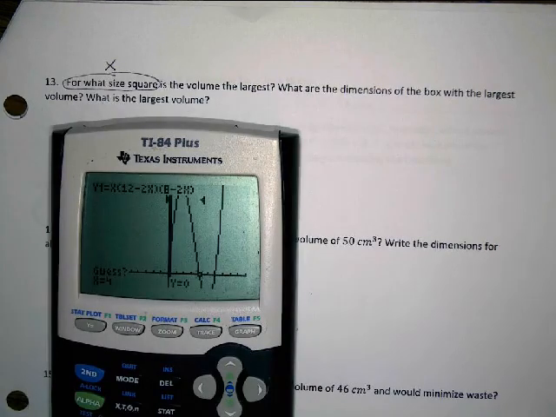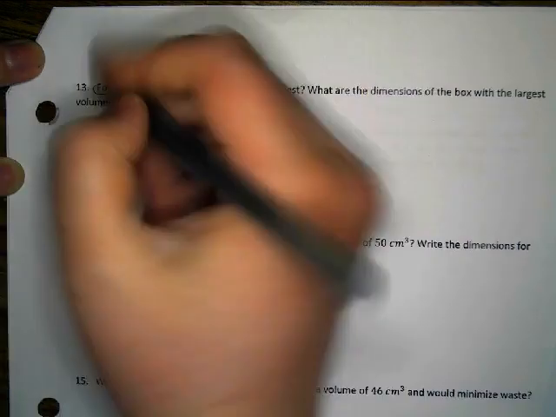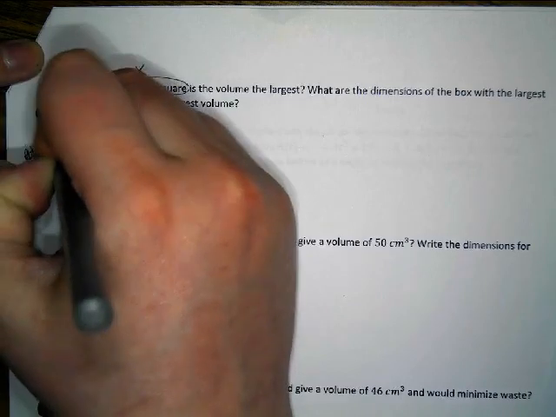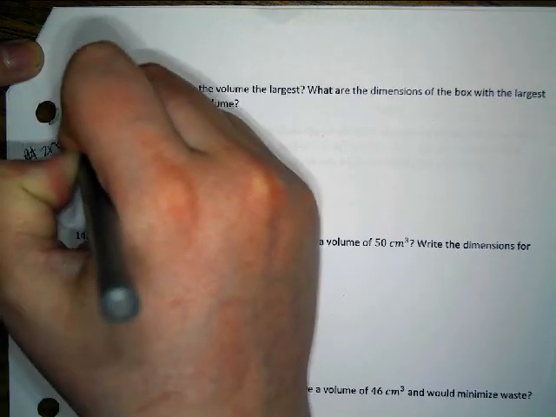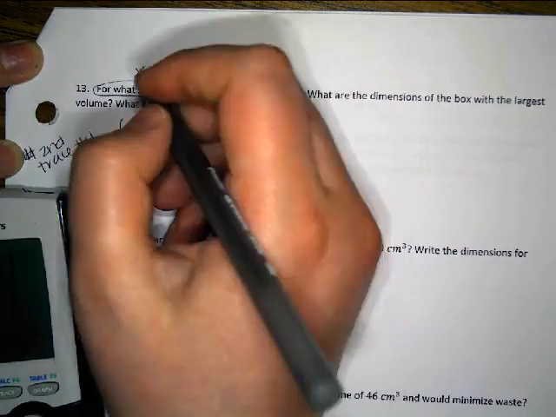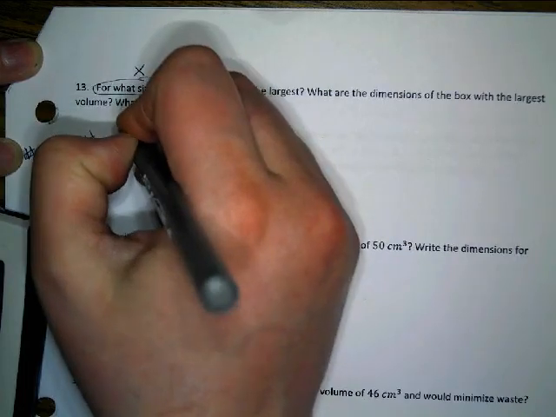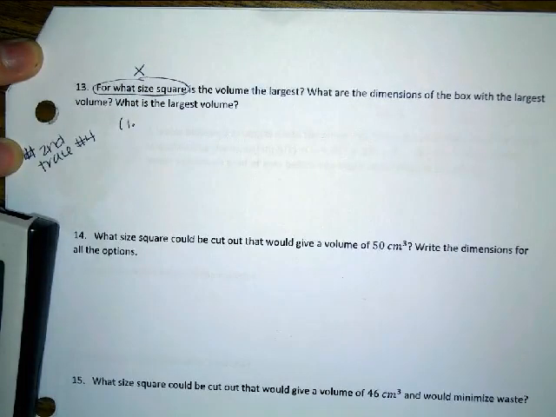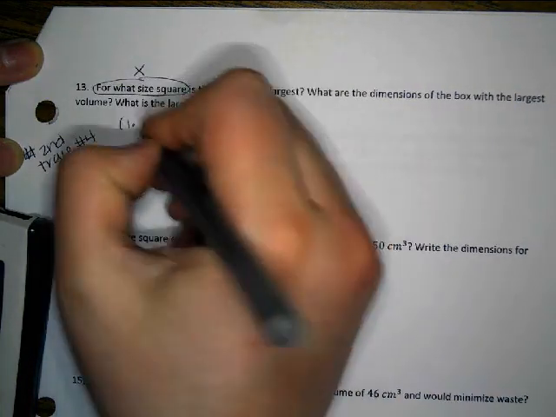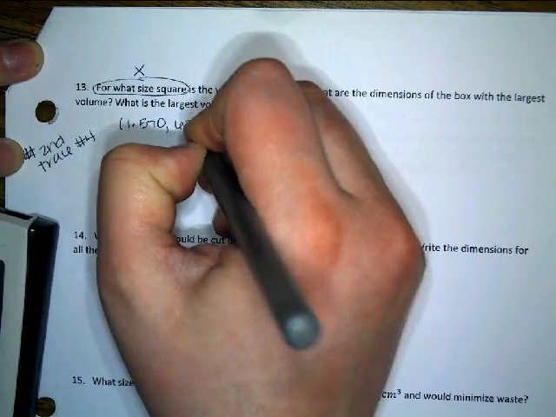Okay, so the maximum, let me write down what I did here. So I did second trace number 4. Okay, and my point is 1.569, but it's followed by a 5. So 569 would round to what? 570, okay. 1.570 and then 67.604.